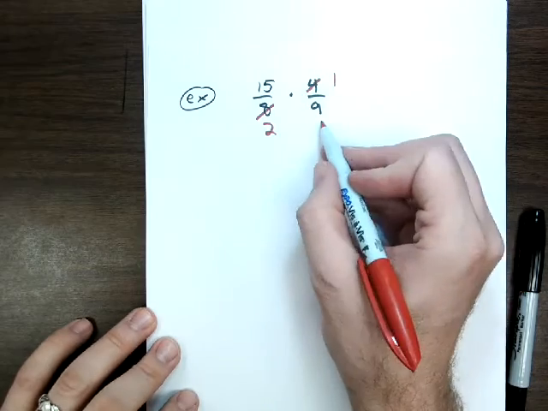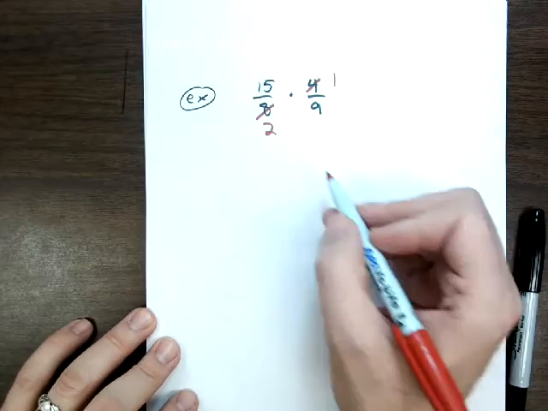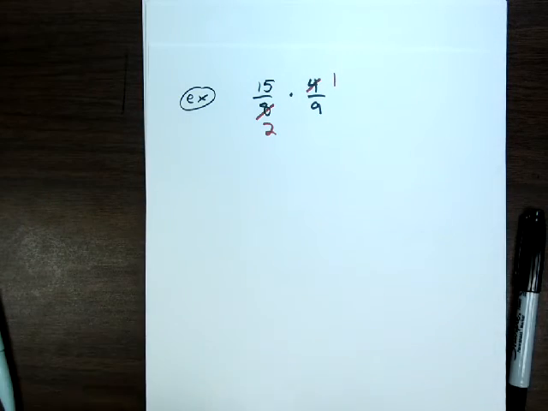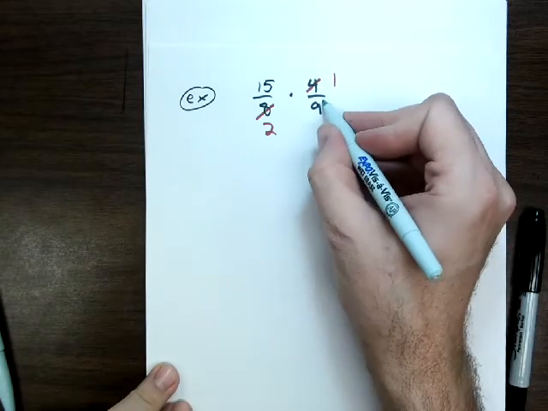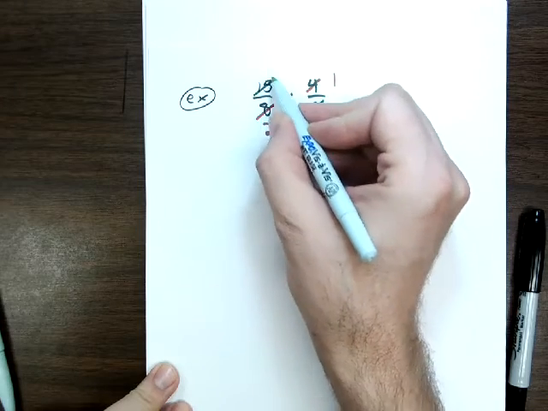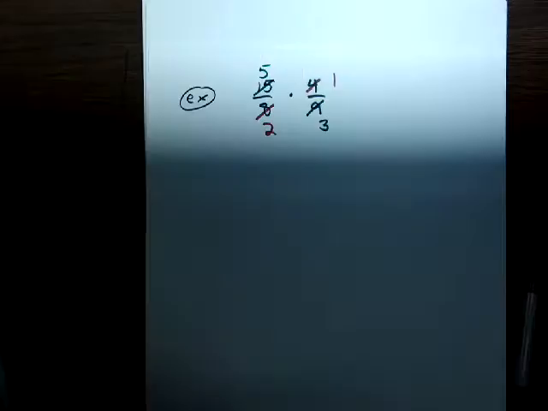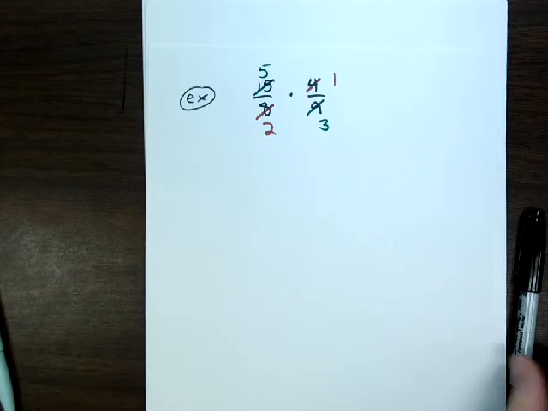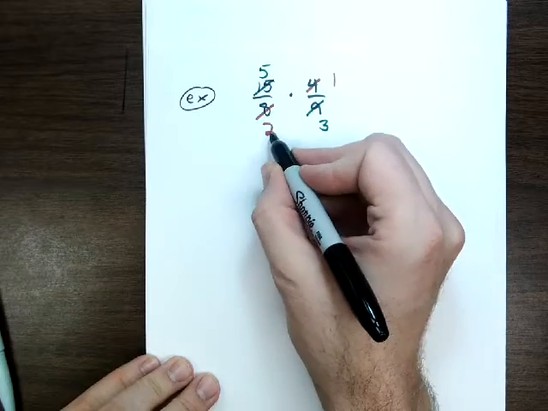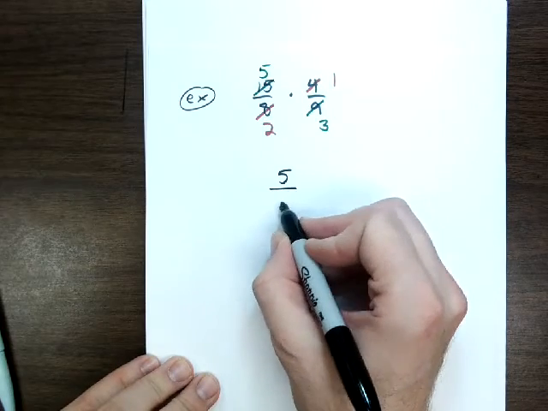I also noticed that both 9 and 15 are multiples of 3. So if I divide 9 by 3, I'll get a 3. If I divide 15 by 3, I'll get a 5. Now when I multiply, I will have 5 times 1 is 5. 2 times 3 is 6.